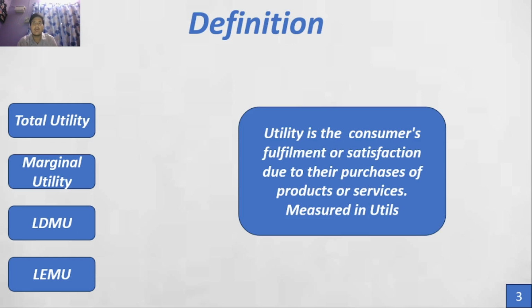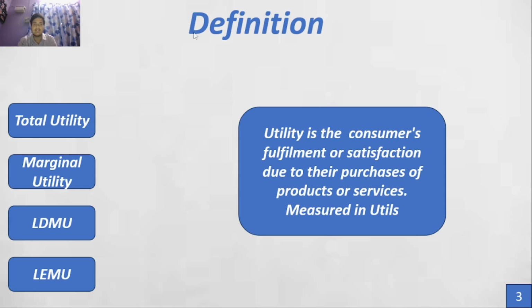Utility is the amount of satisfaction one gets while consuming a product or service. Say for an example, you get a glass of water on a hot sunny day. When you drink it, it will give you a certain amount of satisfaction. That is called as utility and it is measured in terms of utils.